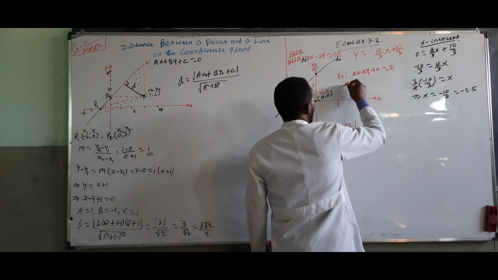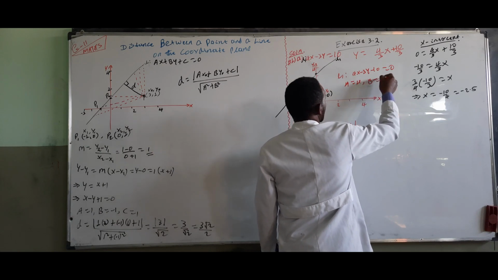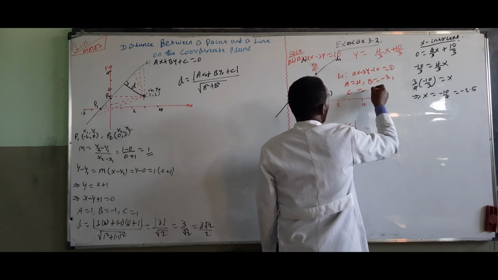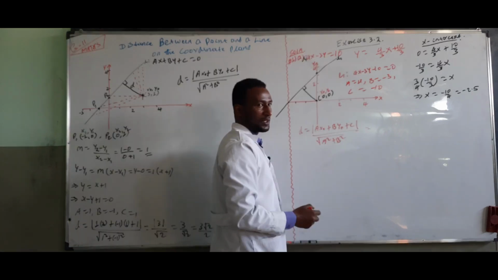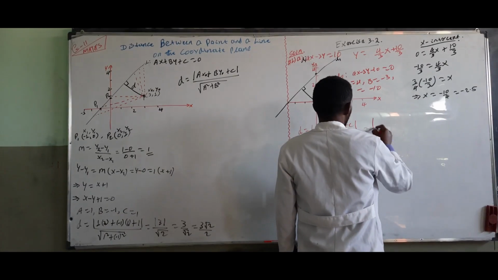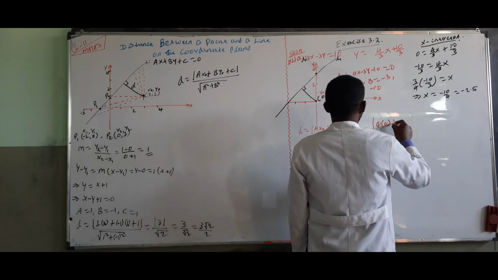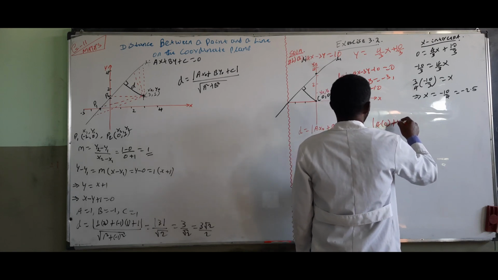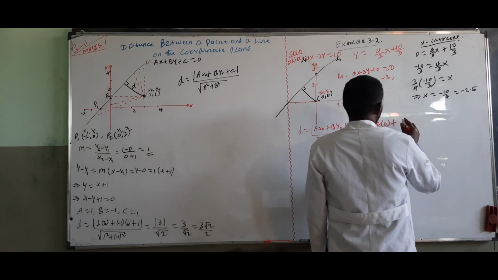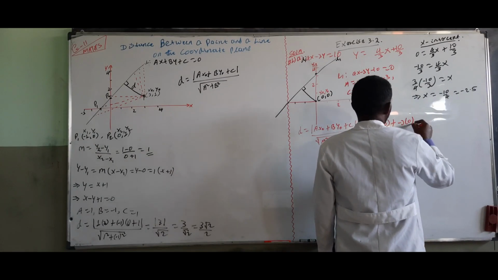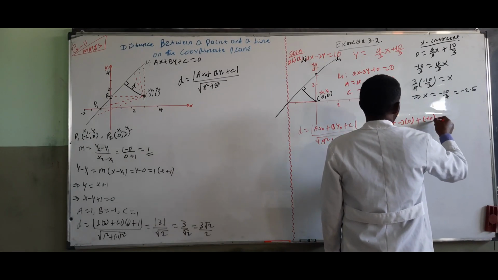Therefore, a is equal to 4, b is equal to negative 3, c is equal to negative 10. Then this becomes the absolute value of a times x naught, which is 0, plus b, which is negative 3, times 0, plus negative 10.